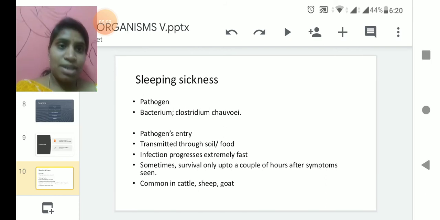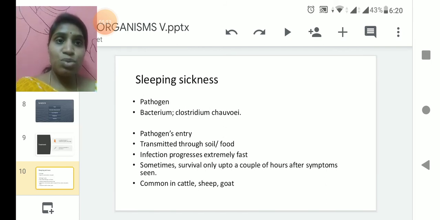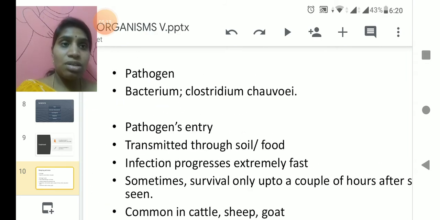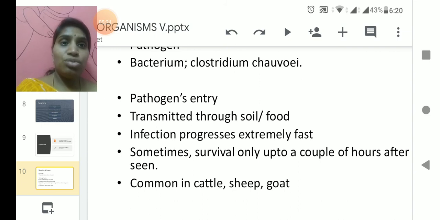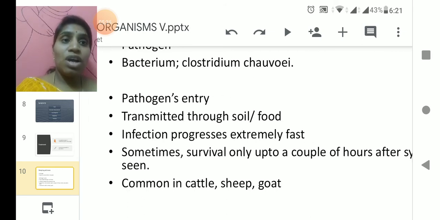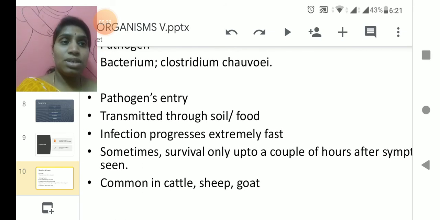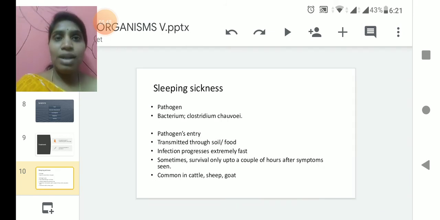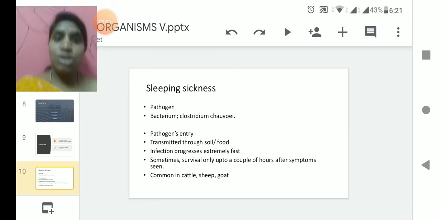And sleeping sickness is one more type of disease you can see, caused by a bacterium. The bacteria is named Clostridium chauvoei. The pathogen is transmitted through soil or food, and the infection progresses extremely fast. It is very fast, children. Sometimes survival is only up to a couple of hours. Within a couple of hours of seeing the symptoms, the animal will die. And it is common in cattle, sheep, and even goats.